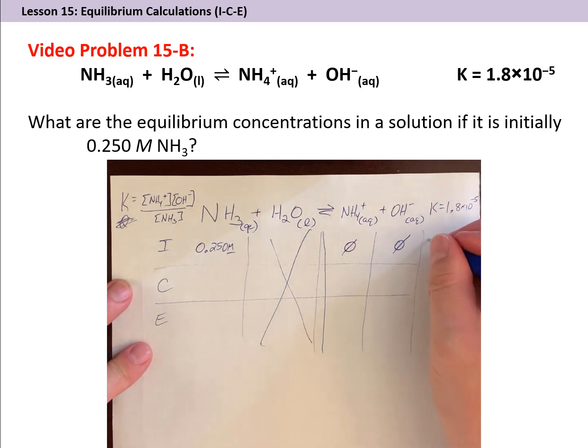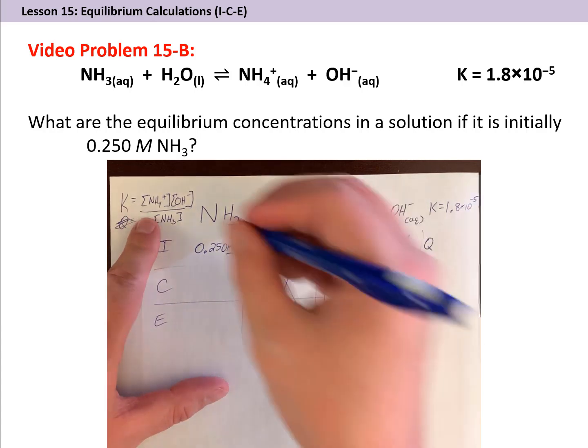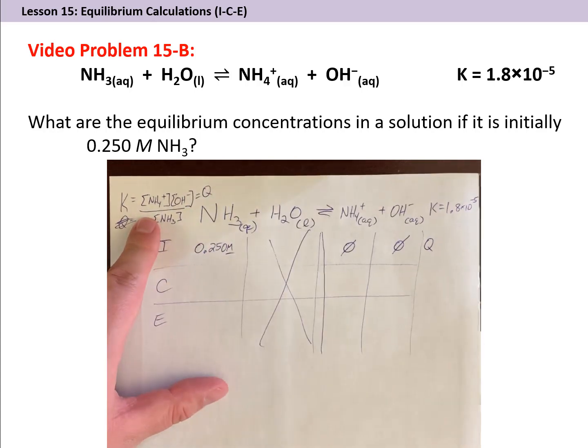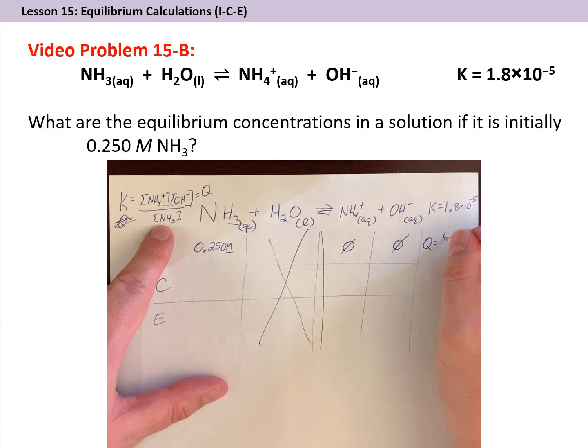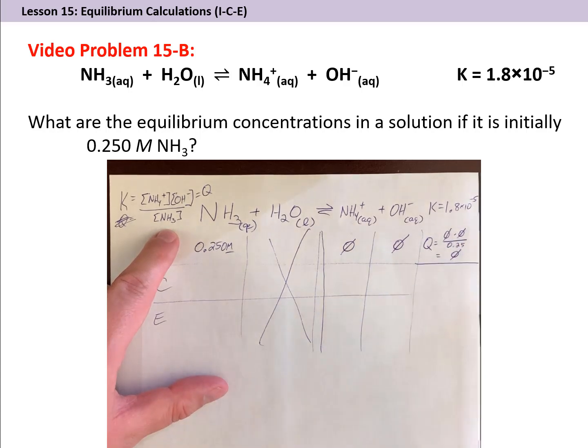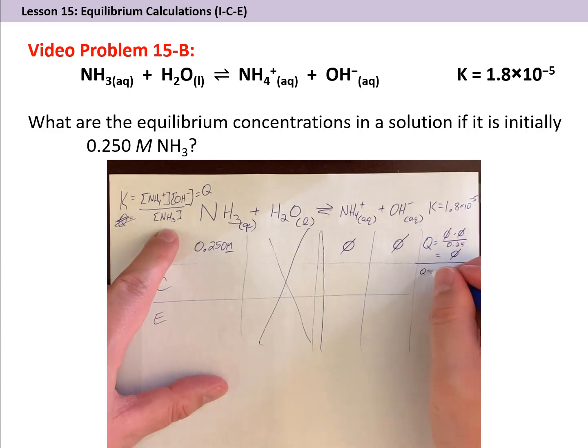Okay, so now let's use our equation for Q up here. This will be 0 times 0 over 0.25. So that's going to be 0. Okay, so my Q is 0. My K is 1.8 times 10 to the minus 5. So that means I have to shift towards the right. My K is larger than my Q.